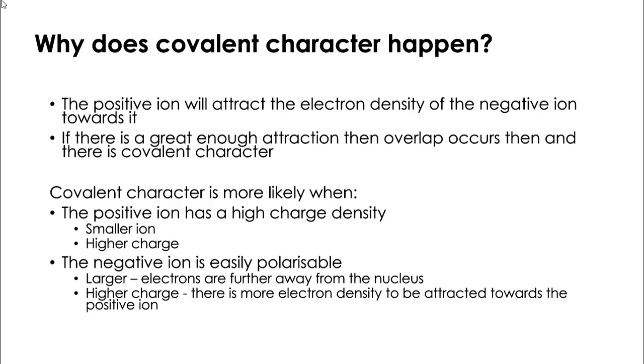And covalent character is more likely when the positive ion's got a high charge density, so it's got a smaller ion with a higher charge, or the negative ion is easily polarizable. And what we mean by that is that that electron cloud is more easily distorted. And that happens when it's larger because the electrons are further away from the nucleus, so the attraction between the electrons and the nucleus is less. And it also happens when there's a higher charge because there's more electron density there that can be attracted towards the positive ion.